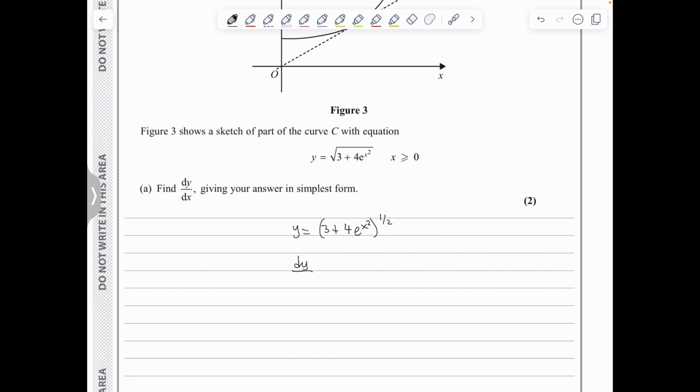So for dy dx, we will start by getting the power down, the half. I deduct 1 from the power, so 3 plus 4e to the x squared to the power of minus a half times the derivative of the bracket. Well, the derivative of 3 is 0. The derivative of 4e to the x squared is 4 times the derivative of the inside, which is 2x. So 4 times 2x times e to the x squared. So we can see that we are left with 4x e to the x squared over the square root of 3 plus 4e to the x squared.